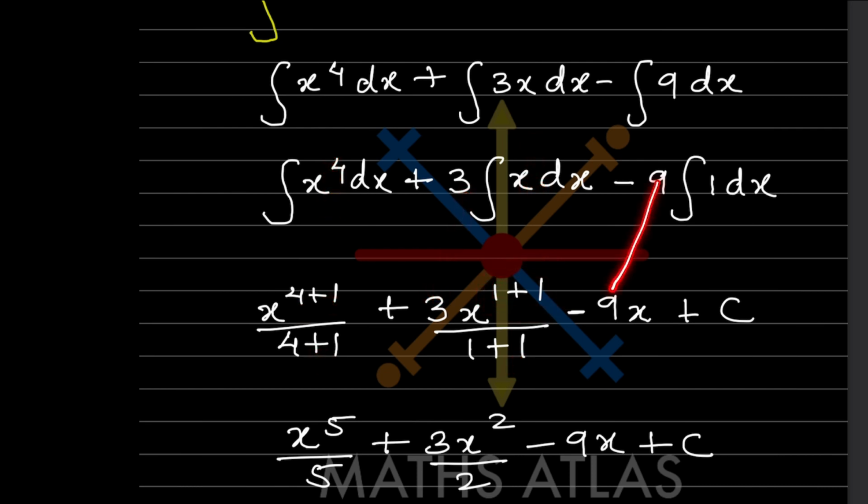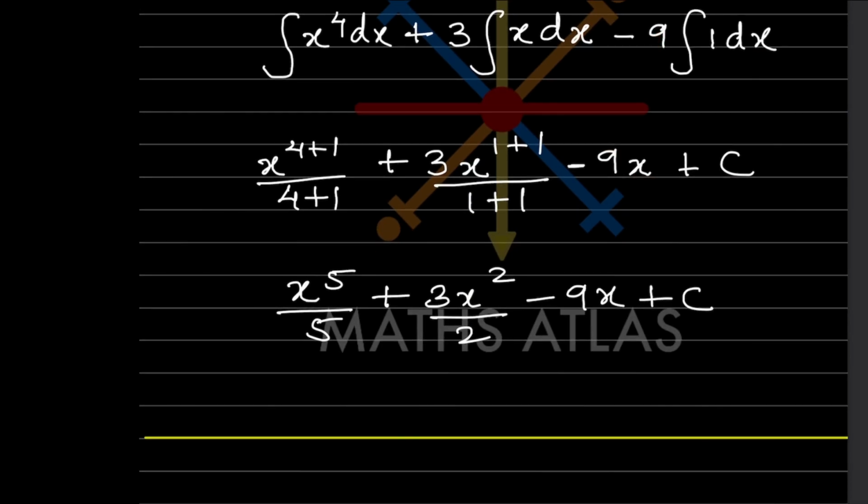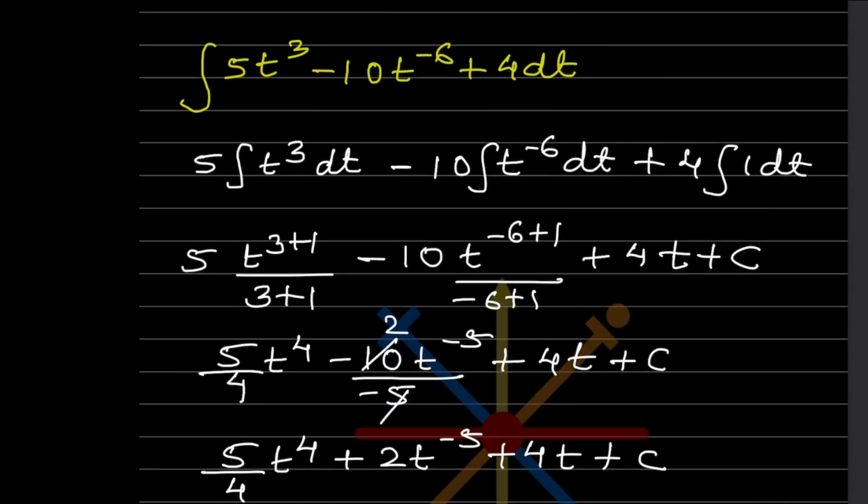And minus 9 will be as it is, and 1 dx means that is going to be x, you have seen in the formulas. So now this will be 5, this is going to be 2, and the same. So this is the answer. Now let us see for this one.